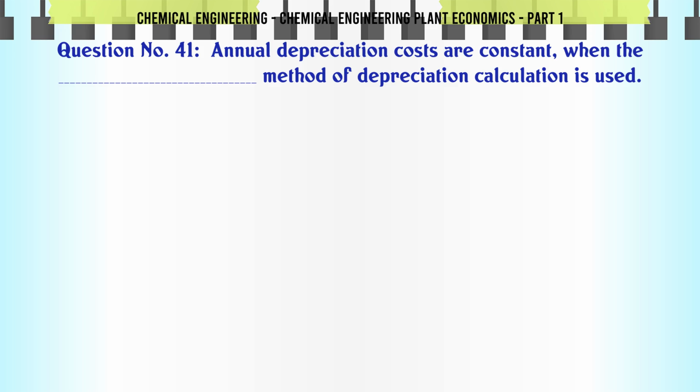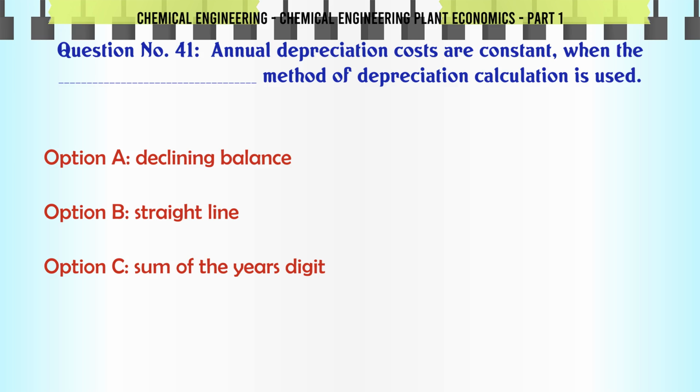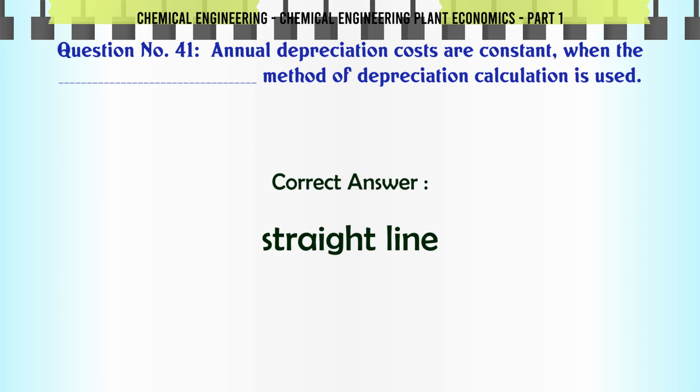Annual depreciation costs are constant when the dash method of depreciation calculation is used. A. Declining balance. B. Straight line. C. Sum of the year's digit. D. None of these. The correct answer is straight line.